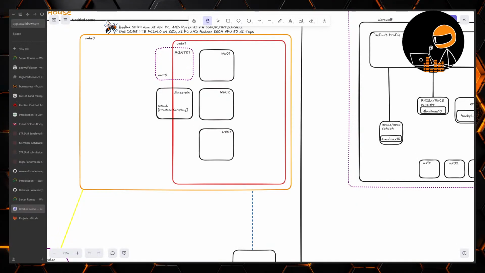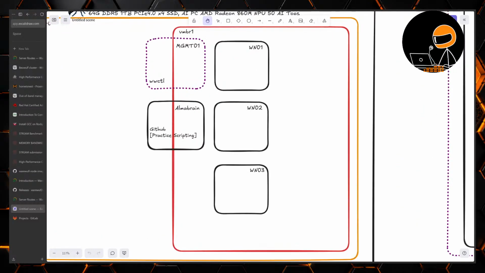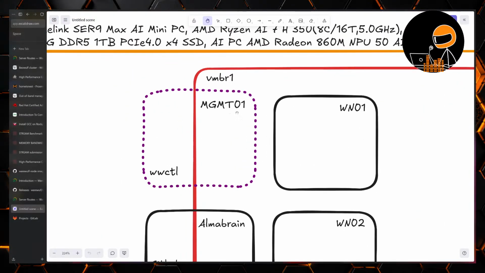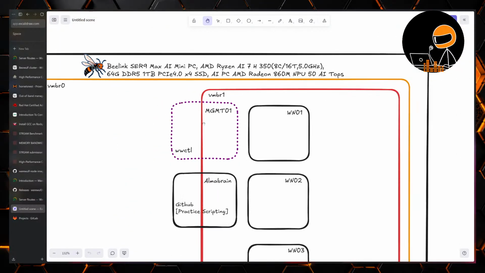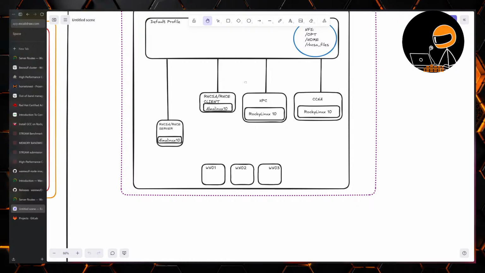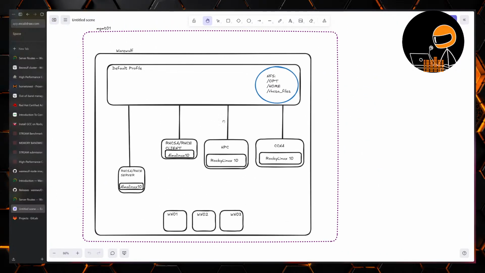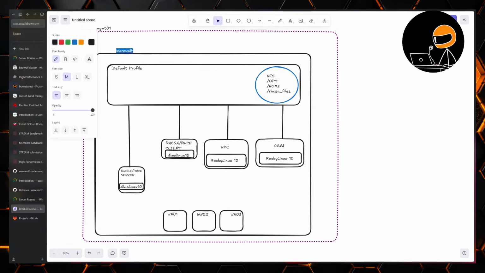Anyways, we are paying attention to the management server, management 01. Why are we paying attention to management 01 so much? Because management 01 is hosting our Warewulf daemon, and WWCTL is how we control everything. So that's why this is relevant.